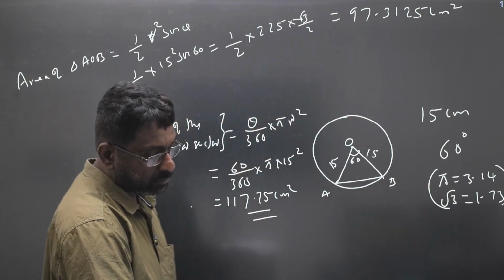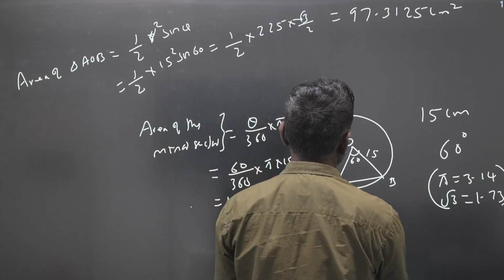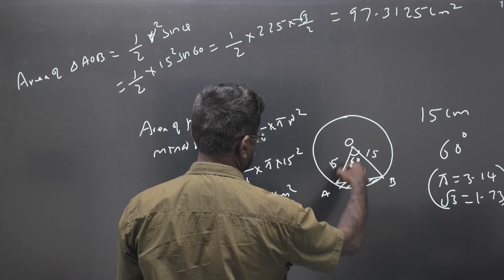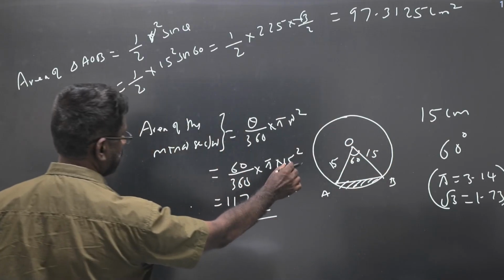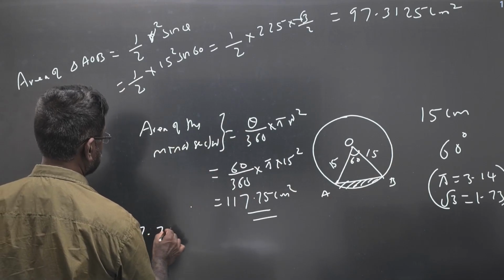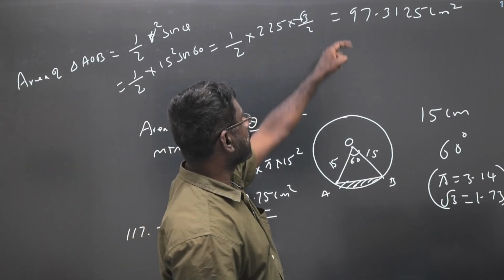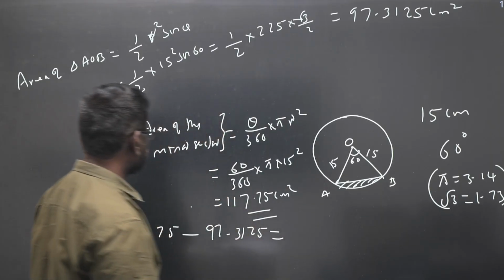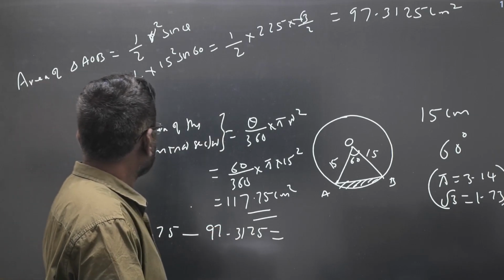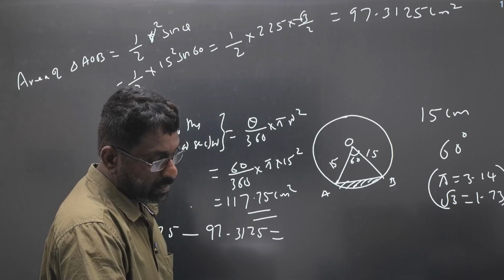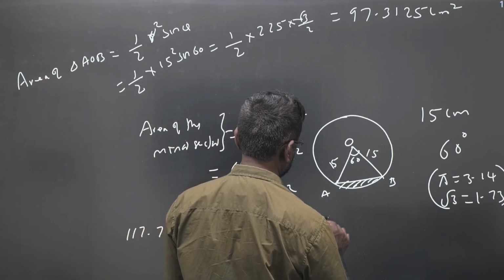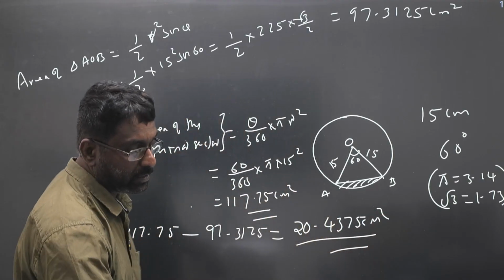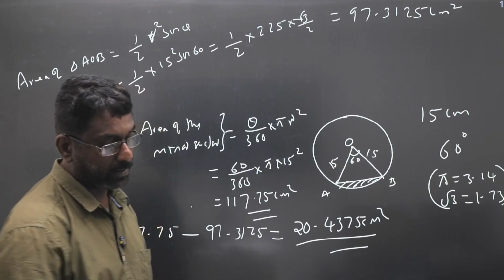So we have to find out the area of this segment. That is area of the sector minus area of the triangle. The area of the minor sector is 117.75, minus area of the triangle, 97.3125. Subtract 97.3125 from 117.75. This gives 20.4375 centimeter square. This is the method.